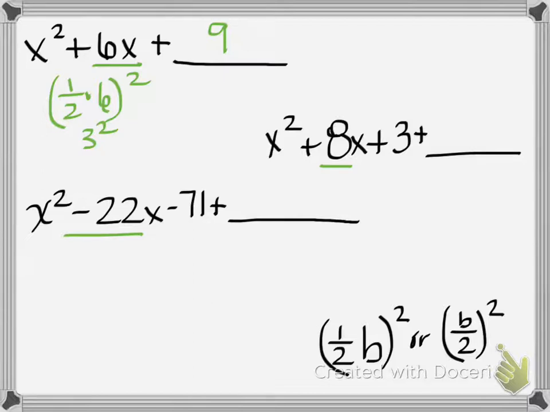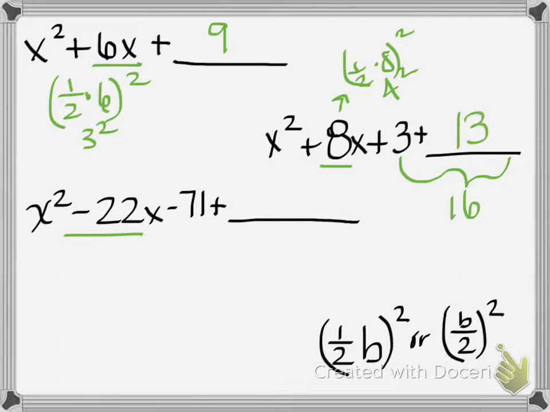As we move forward to the next one, we have 8. We need to take half of 8, and then we need to square that. Half of 8 is 4. 4 squared is 16. So 3 plus what number equals 16 total? 3 plus 13 gives us a total of 16 that we need to make this a perfect square trinomial. Let us continue on now to the final one.